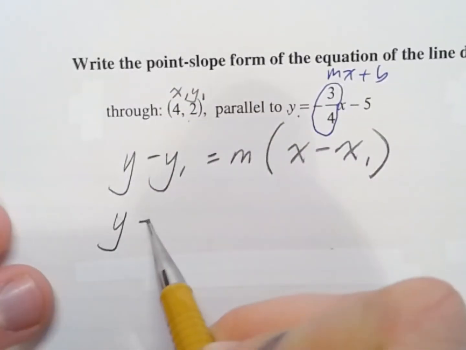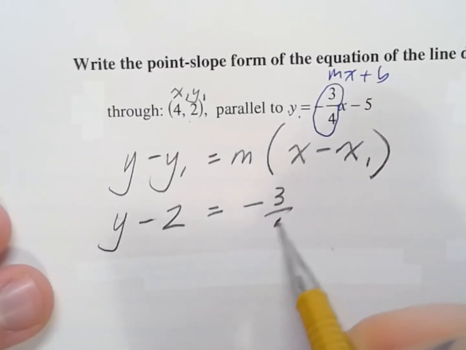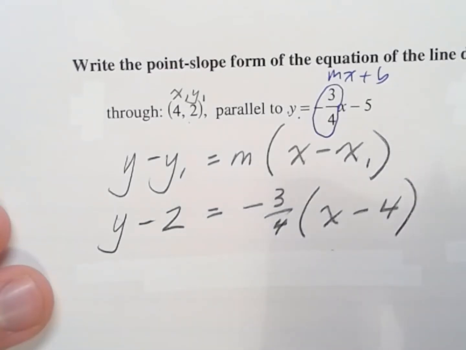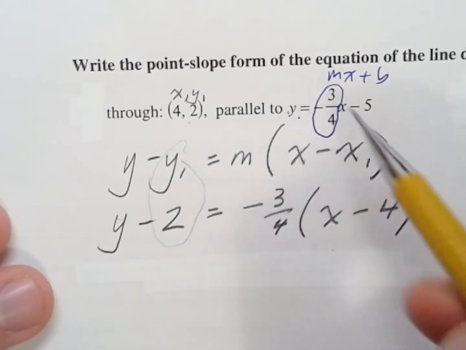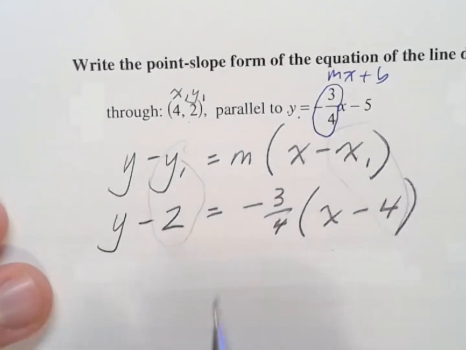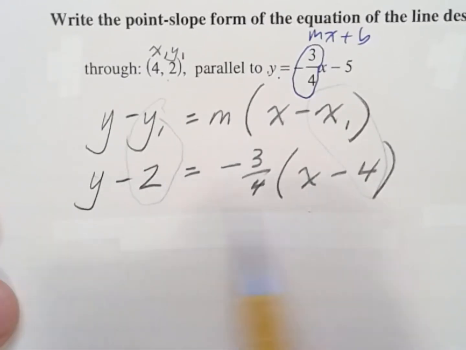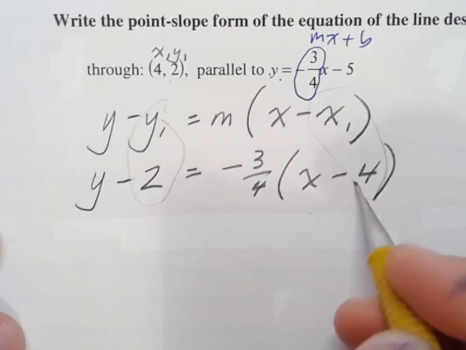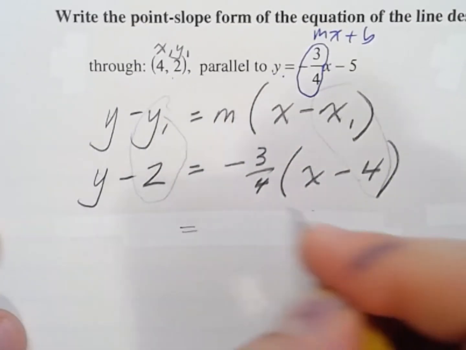So I just go through the motions here. y minus 2 equals negative 3/4 times x minus 4. Okay? So my y1 became a 2, and my x1 became a 4. Now all I have to do is, this is the point slope form, so I just have to convert it to slope-intercept. So I need to get the 2 over here, and I need to distribute this negative 3/4. So I'm just going to distribute first.